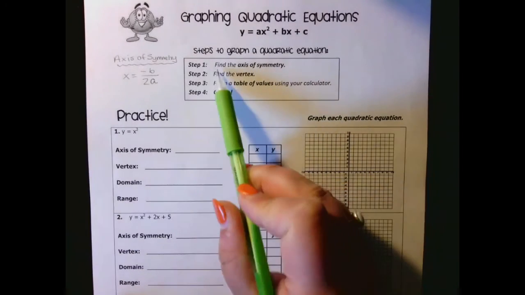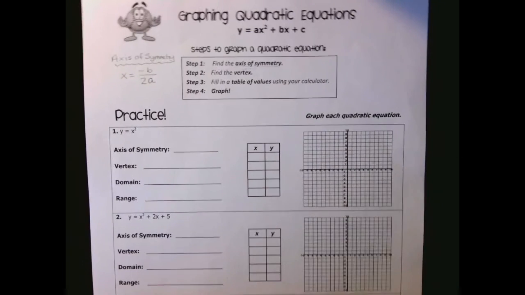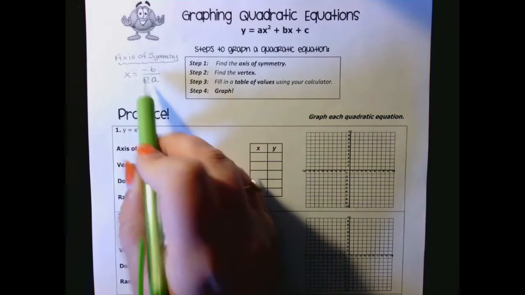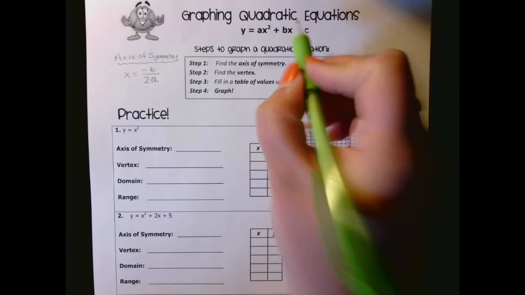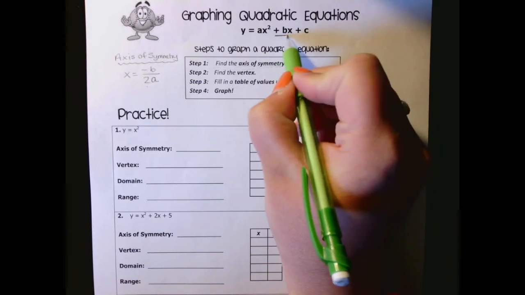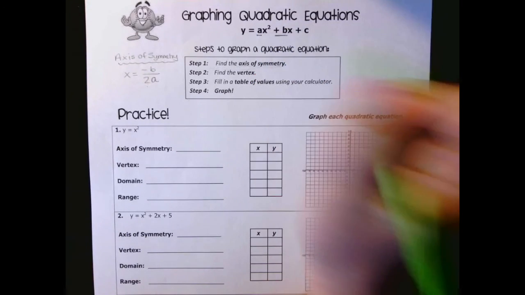We already figured out that step 1, we want to find the axis of symmetry. And for finding the axis of symmetry, we have our formula, x equals negative b divided by 2a, where b is going to be that number that comes before x, and a is going to be that number that comes before x squared.